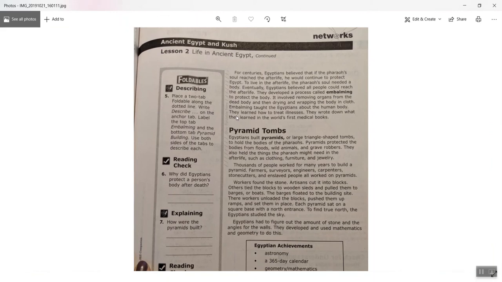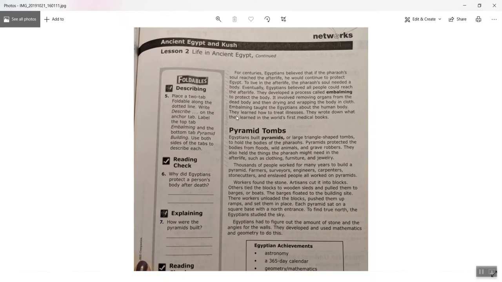They developed a process called embalming to protect the body. It involved removing organs from the dead body and then drying and wrapping the body in cloth. Embalming taught the Egyptians about the human body. They learned how to treat illnesses, and they wrote down what they learned in the world's first medical books.